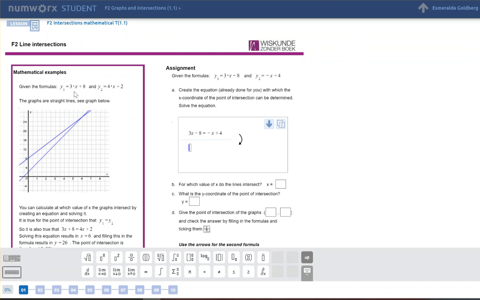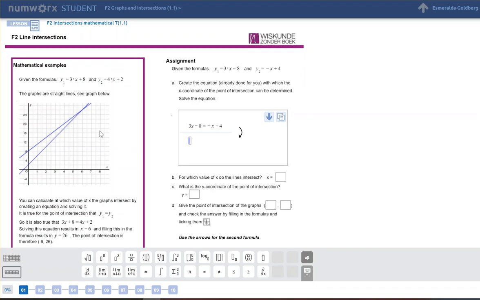Here we are given two formulas, y equals 3x plus 8 and y equals 4x plus 2. You can leave out the multiplication dots if you like. And the graphs of these two formulas intersect each other here. And what we want is to find the coordinates of this point of intersection. Now here we can read it off because the graph is given, but it's more precise to calculate the point of intersection, and that's what they ask of us in this activity, so that's what we're going to do.